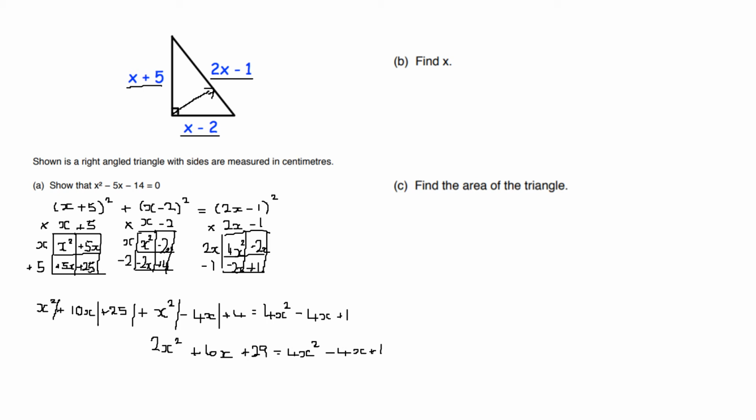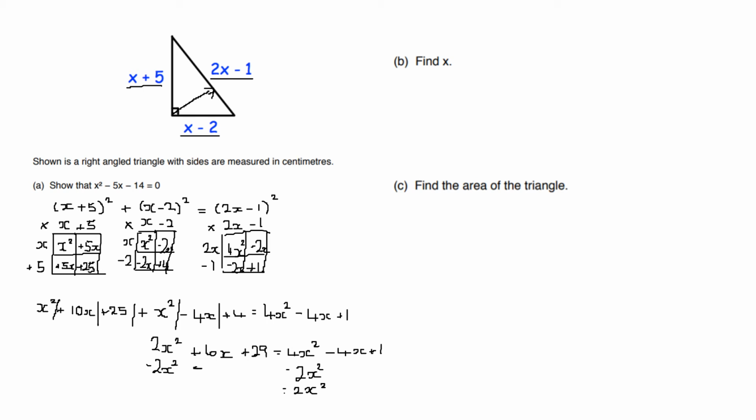Now I've got 4x squared on the right hand side, I've got 2x squared on the left hand side, and I'm always going to make sure that I'm subtracting the smallest number of x squared, so the smallest coefficient of x squareds, or adding it if necessary. I'm never going to move that 4x squared on the right hand side. So I'm going to subtract 2x squared from both sides. That will give me 2x squared on this side.